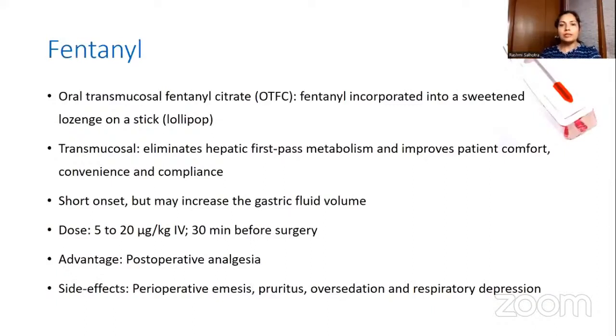Transmucosal formulation of fentanyl is available, known as OTFC or fentanyl lollipops. The advantage was elimination of first pass hepatic metabolism, and onset is short, but it may increase the gastric fluid volume. The dose is 5 to 20 microgram per kilogram, and the advantage is post-op analgesia. Side effects are perioperative emesis, pruritus, oversedation, and respiratory depression. And this formulation did not gain a lot of popularity.